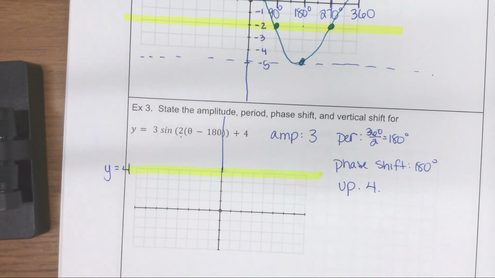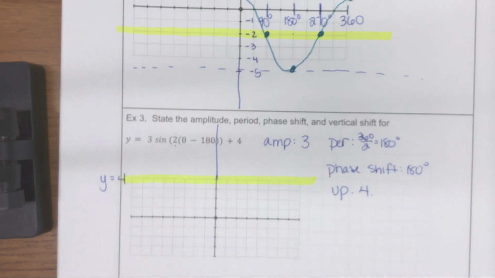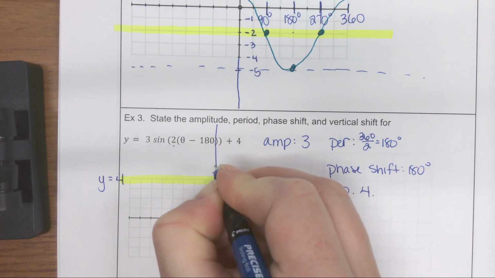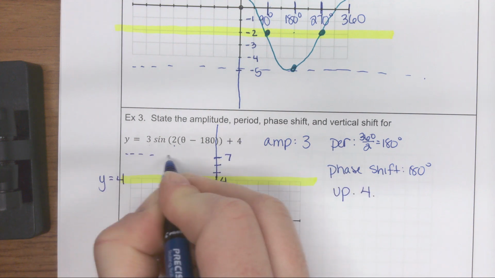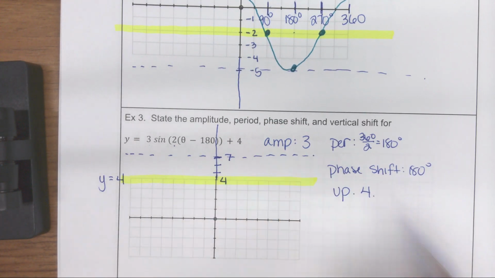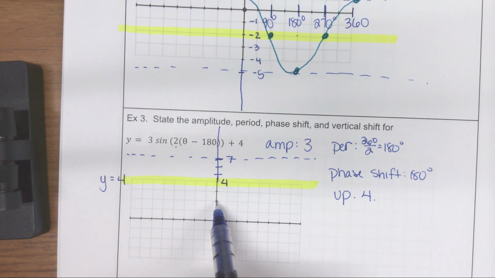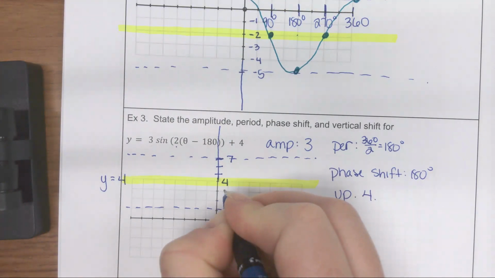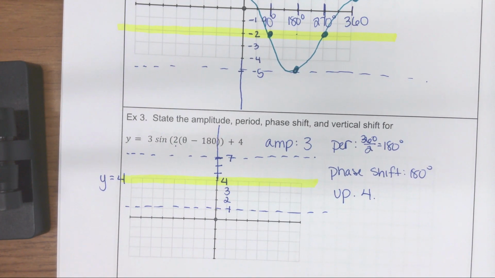Okay. The amplitude is 3. So this curve, the max and min, let's do some dashed lines. So if this is 4, 1, 2, 3 up from there, there needs to be a dashed line at 7, please. And then another dashed line below this at 1. And that's going to be my minimum. Okay.